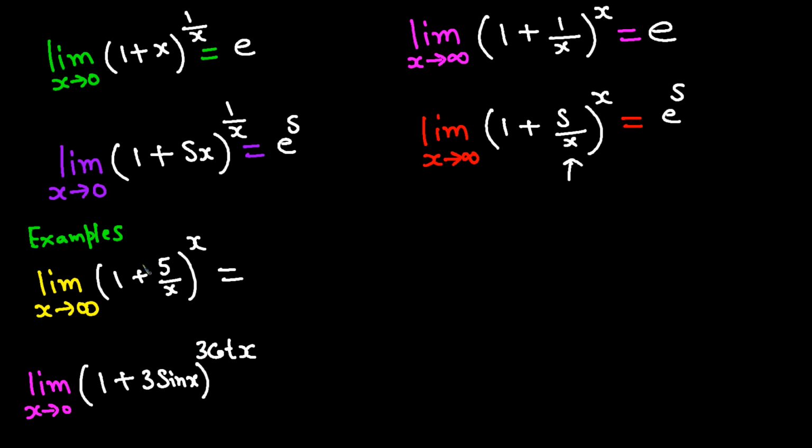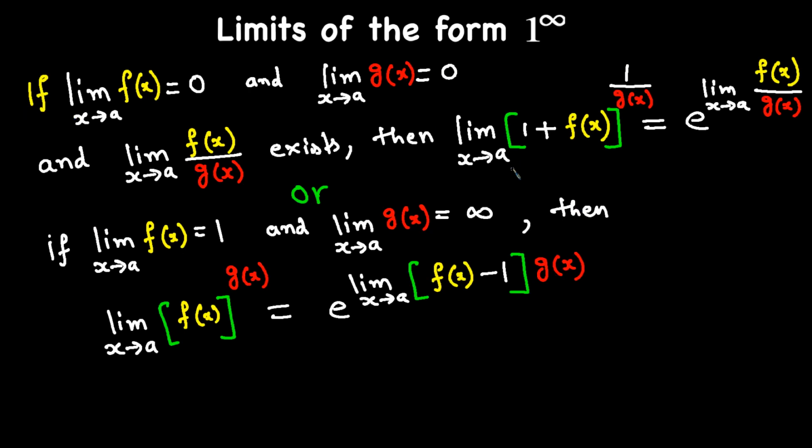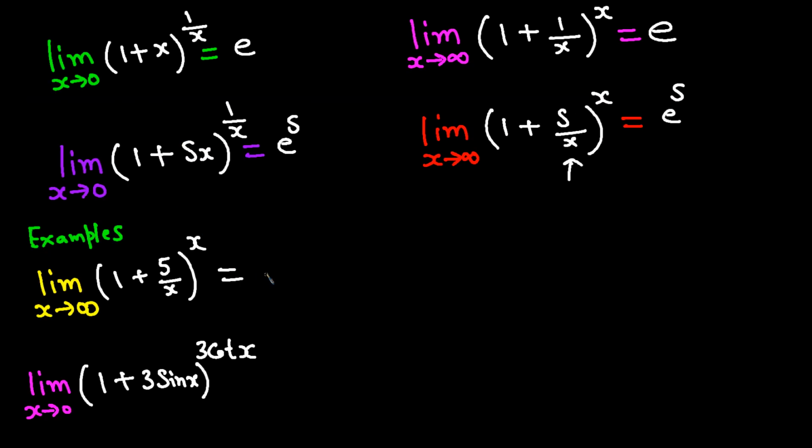Or we can use this formula. So you see it is 1 plus 5 over x, or you can say 1 plus something. So it looks like this format over here, 1 plus something raised to power something over here. Okay, so we're going to use this and try to solve and see if that will give me the same answer, like e raised to power 5.